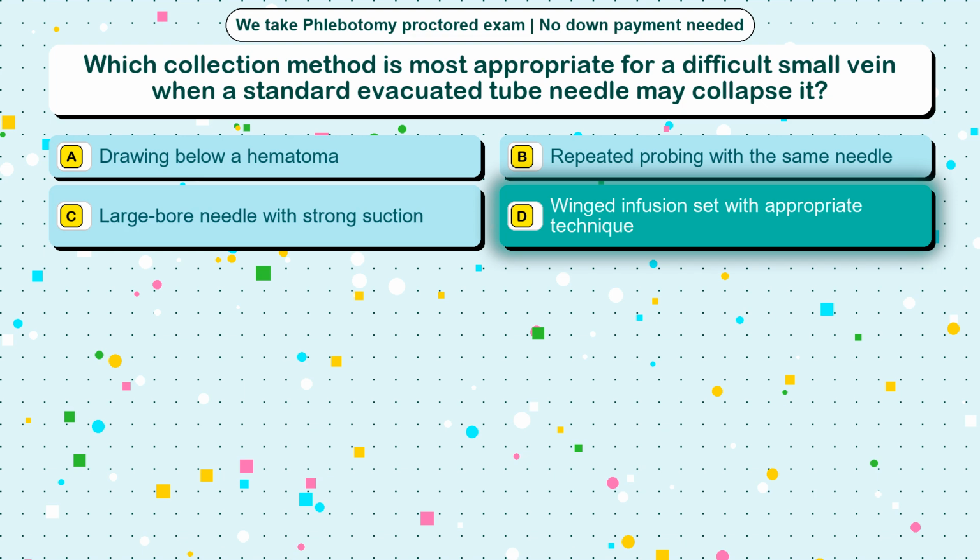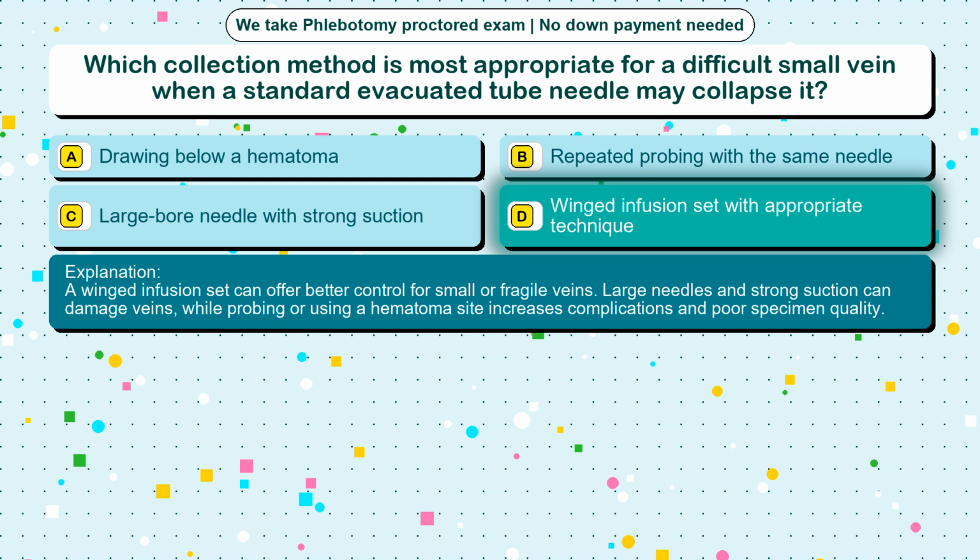Winged infusion set with appropriate technique. A winged infusion set can offer better control for small or fragile veins. Large needles and strong suction can damage veins, while probing or using a hematoma site increases complications and poor specimen quality.